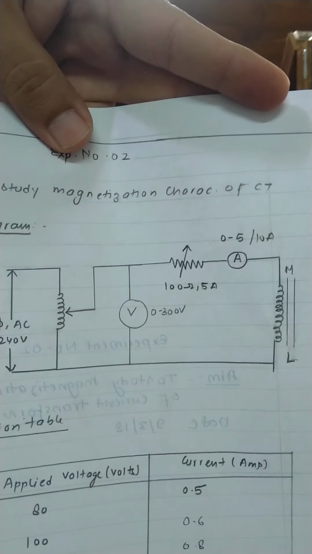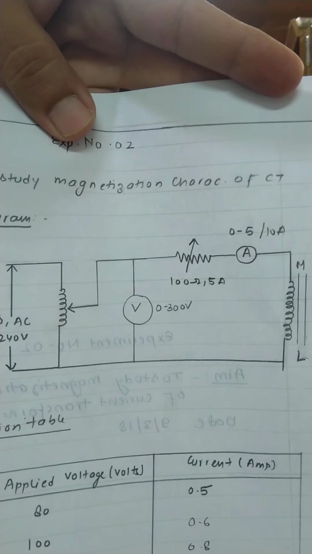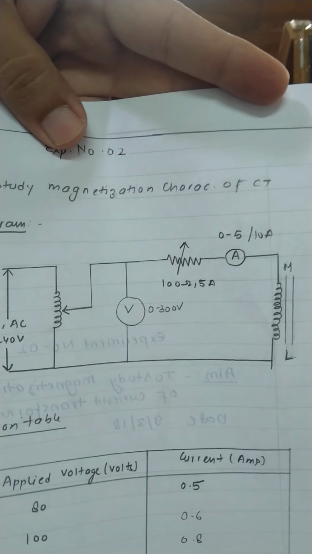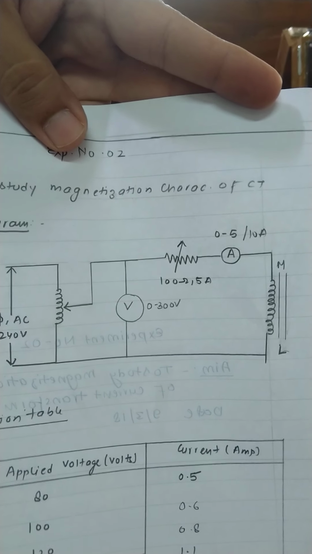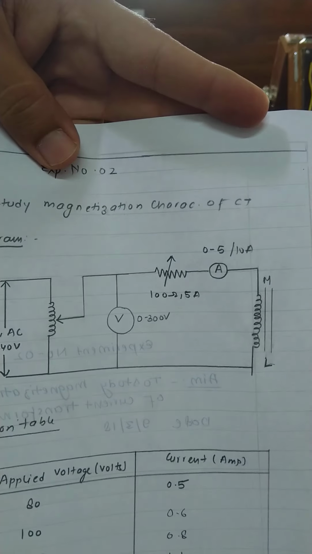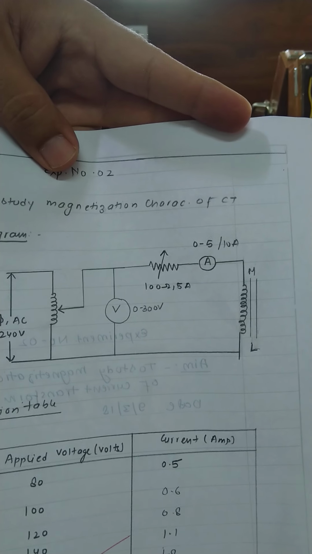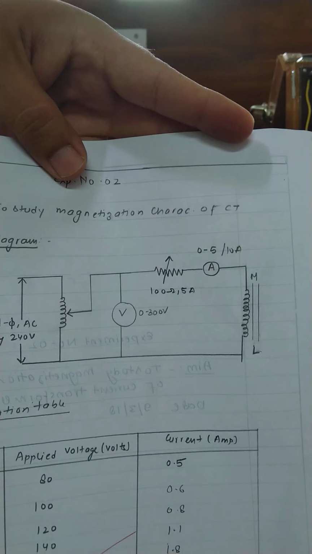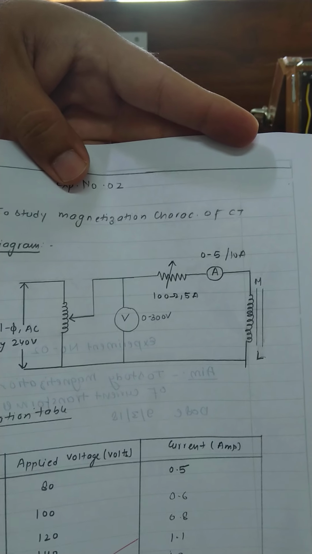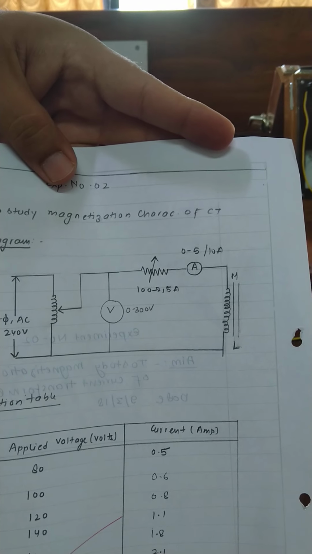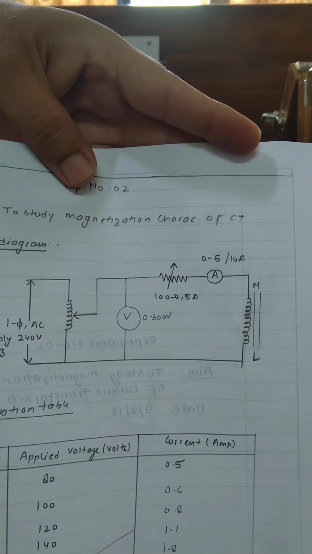Here you have to plot the characteristics between CT, for which you need a voltmeter and an ammeter. The range of the voltmeter is 0 to 300 volt and the ammeter is 0 to 5 ampere. In between that, you have to place a rheostat. Then you have to place a current transformer. Basically, a current transformer has two sides. One is primary, another is secondary, where the primary current is a very high current.